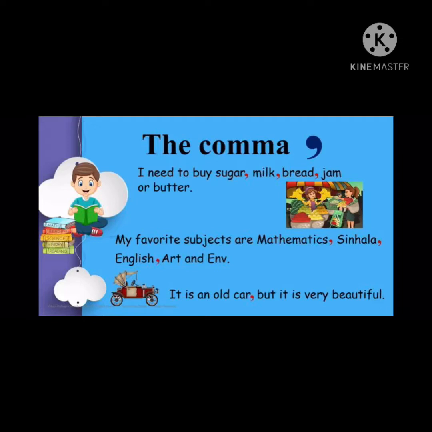Okay. Next, third sentence. It is an old car, but it is very beautiful. Now you have to see that I have put a comma after car. Now why? Because there are 2 sentences here. One is telling that it is old car, and the other sentence is telling me that it is a beautiful car. So while separating 2 sentences, I have to use my comma, and so I have used it after the word car. And in this way, we have seen how we can use commas.